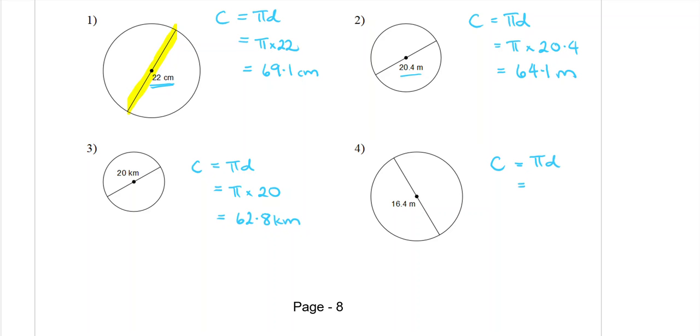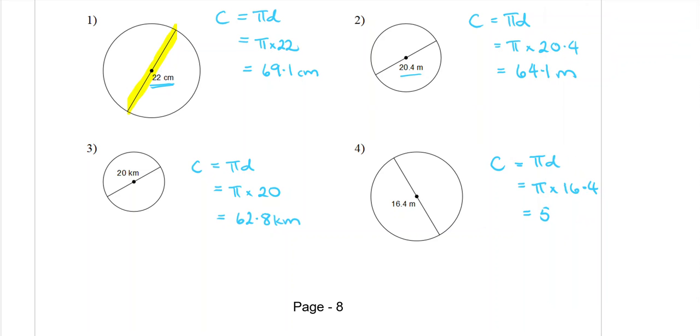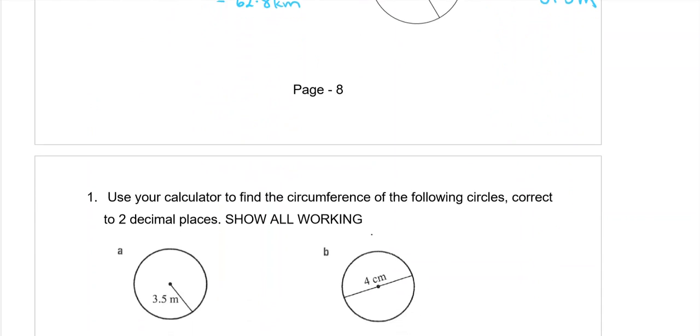And one more, C equals pi d. This time the diameter is 16.4. So pi times 16.4, and what does that equal? 51.5 meters. Okay, on to the next page.